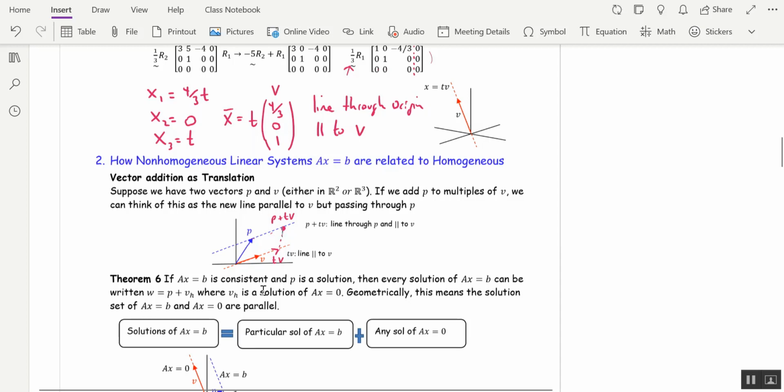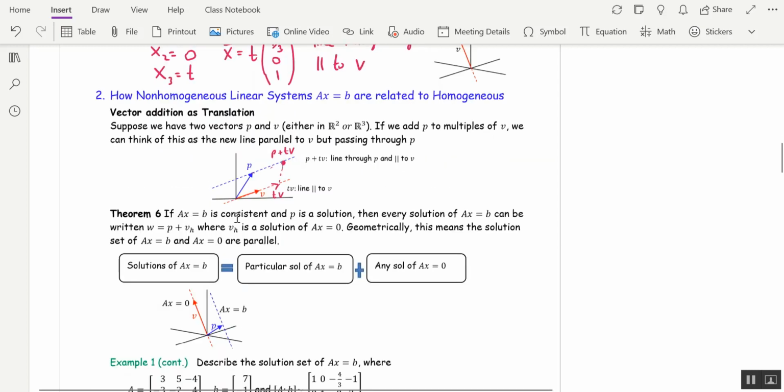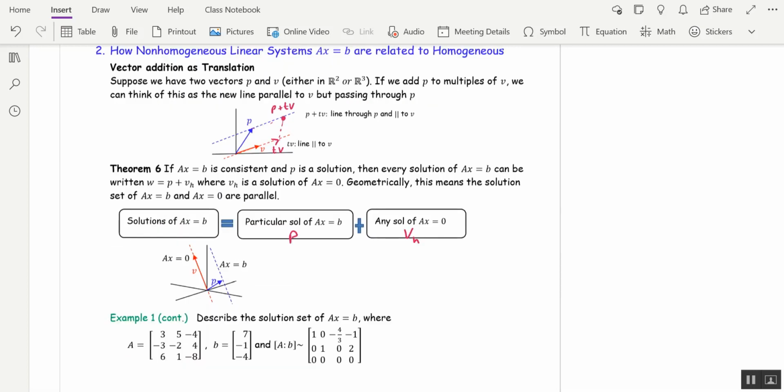All right, so now we're ready for theorem 6. Suppose Ax equals b is consistent and you have a solution p. So that means Ap is b. Then every other solution of Ax equals b can be written in the form p plus vh, where vh is any solution of Ax equals 0. So that means that the solutions of Ax equals b and the solutions of Ax equals 0 are parallel. So here's a picture. We've got solutions of Ax equals b. They're going to be a particular solution of Ax equals b, that's p, and then any solution, v sub h, of Ax equals 0.